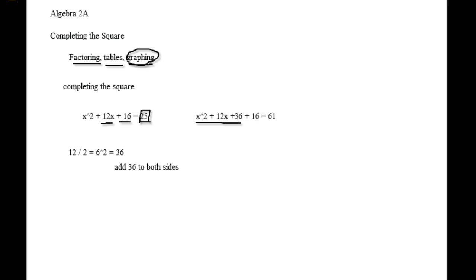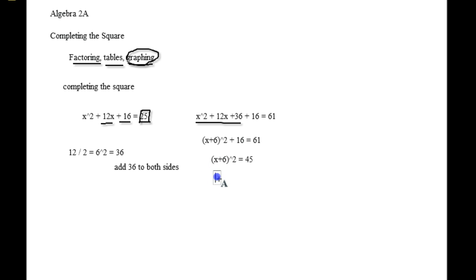Now if you notice, this is a perfect square trinomial, so I can factor this, and this becomes x plus 6 squared plus 16 equals 61. Now I can actually solve this, and I just work my way down. x plus 6 squared equals 45.